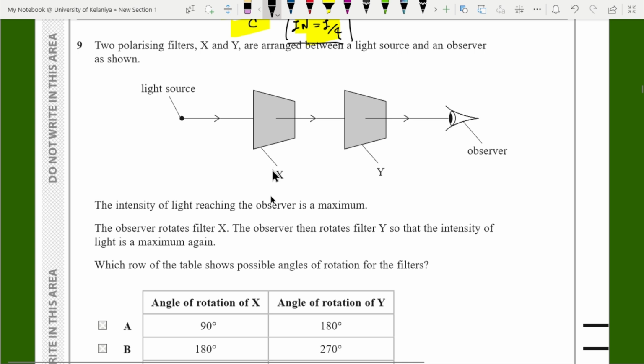Suppose from the light source we will get unpolarized light. I hope you know this one, so I'm going to draw unpolarized light like this.